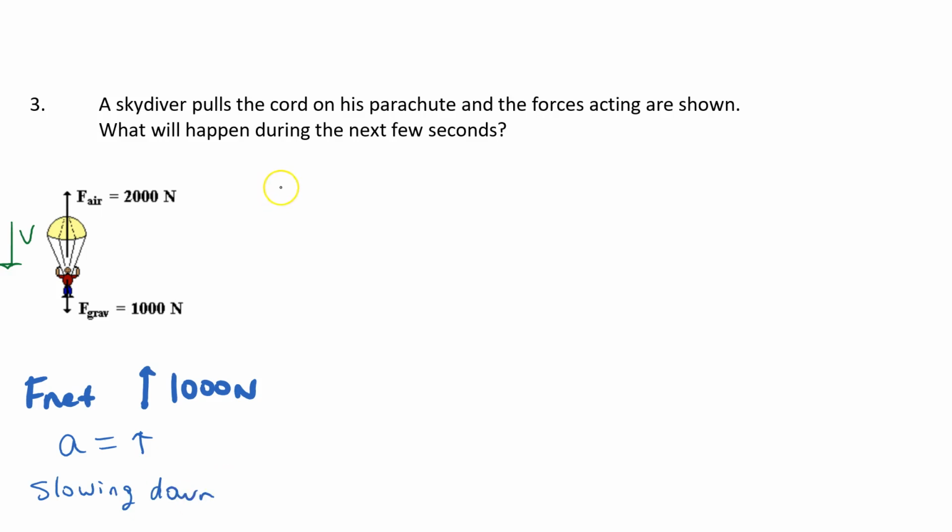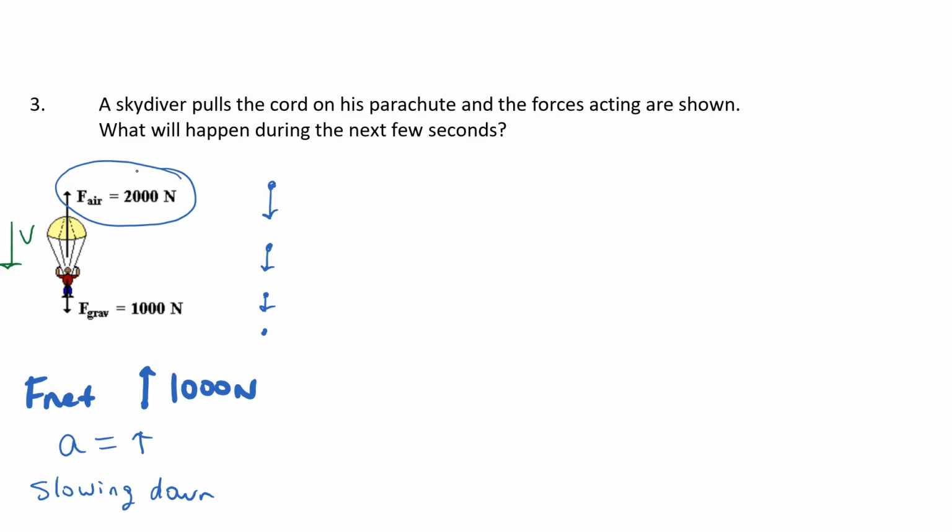Or if I put this into motion map dots, the dots are going to start getting a little bit closer together like this. It's going to start slowing down. By the way, an interesting result of this: if it's slowing down, this would mean that the air resistance actually depends on how fast you're falling.